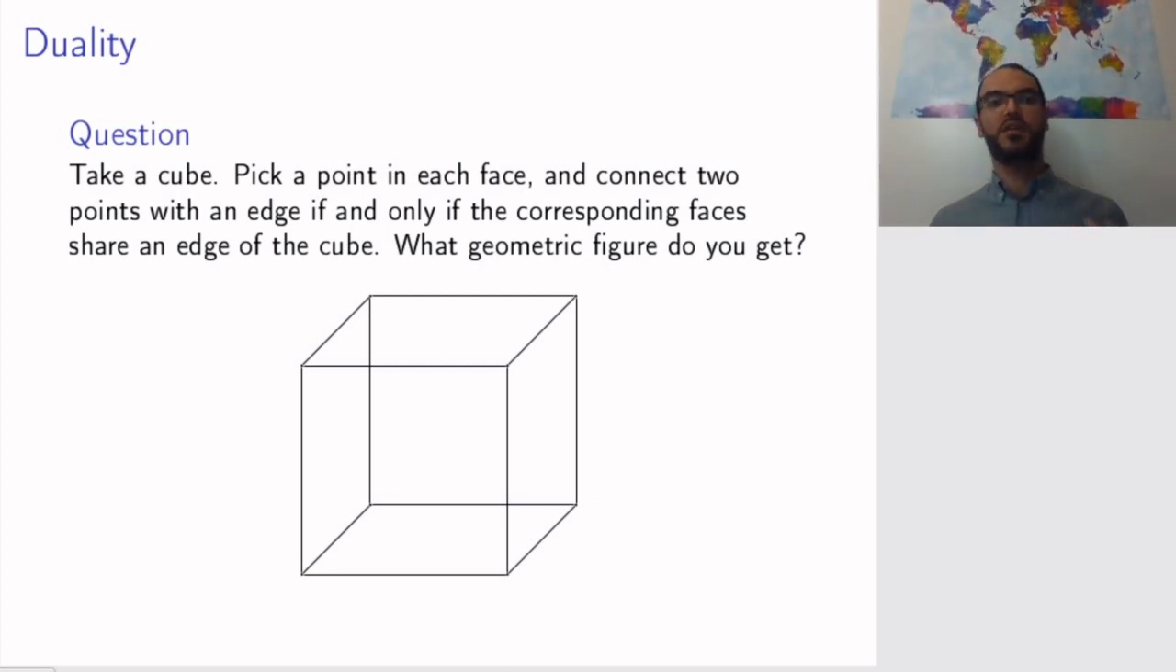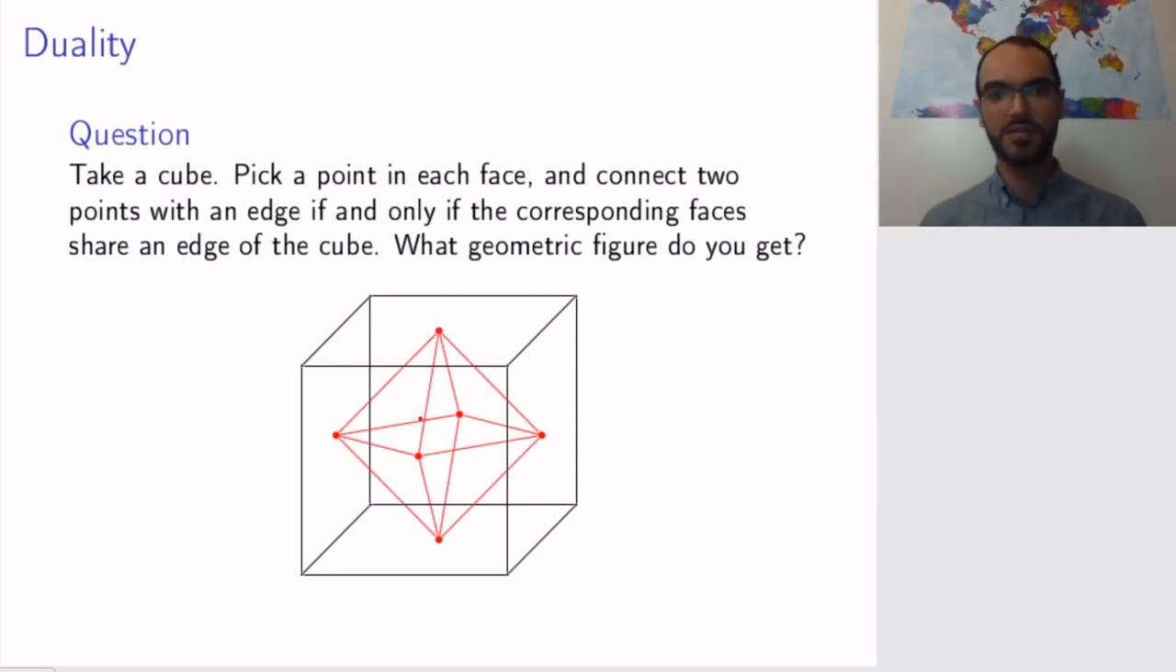If you take a cube and you pick a point in each face of the cube and you connect 2 points with an edge or a line or a curve, precisely if the faces share an edge of the cube, what geometric figure do you get? So try this and pause. Well, the answer is you get what is known as an octahedron.